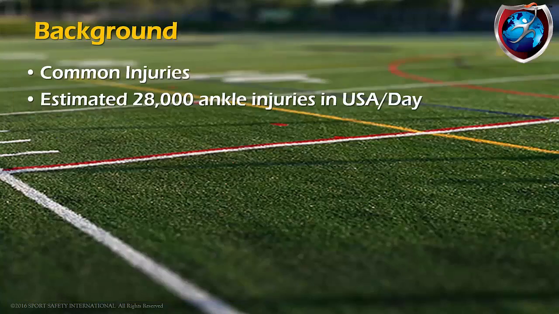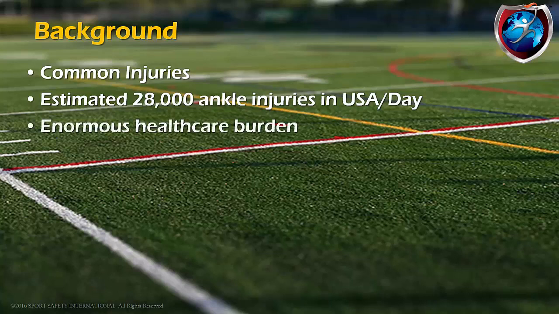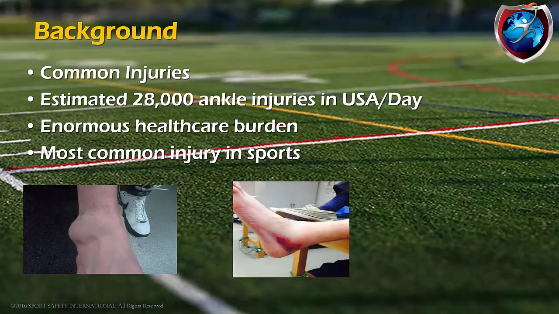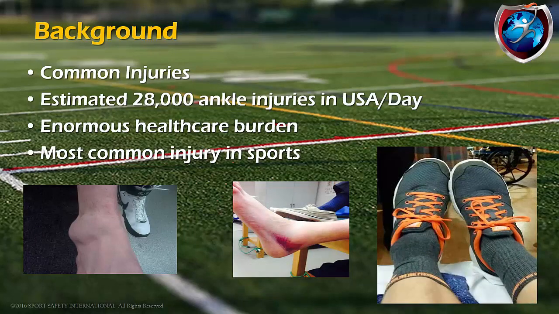Ankle sprains are common injuries that affect athletes of all ages and in all sporting activities. There are an estimated 28,000 ankle injuries that occur in the United States each year. These injuries translate into an enormous burden on the healthcare industry and result in hundreds of millions of dollars spent on treatment each year. In sport, ankle injuries are the most common injury reported, with some estimates attributing upward of 45% of all athletic injuries to ankle sprains.